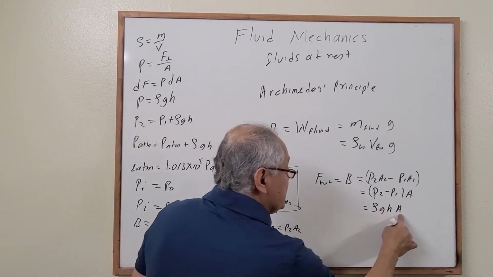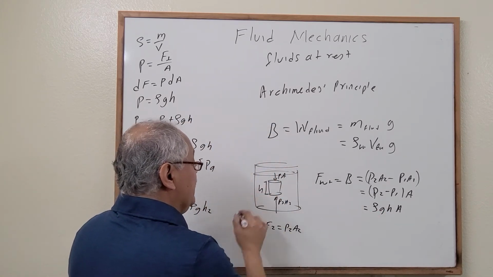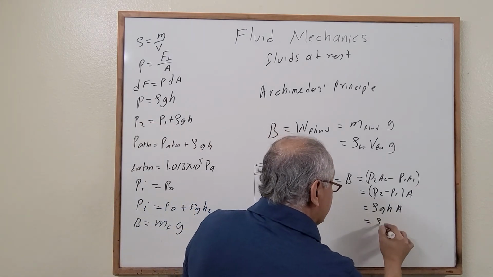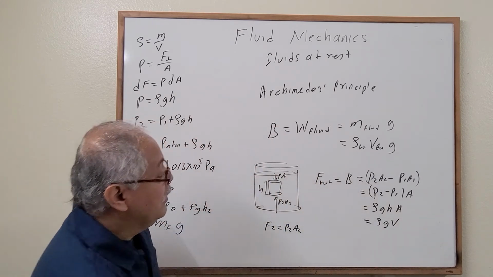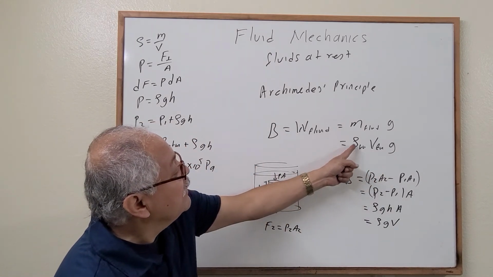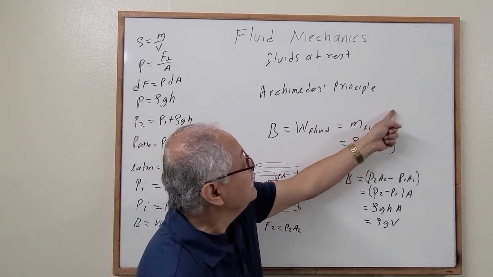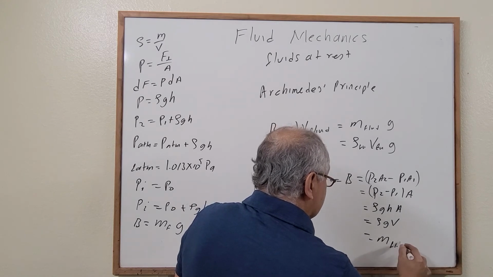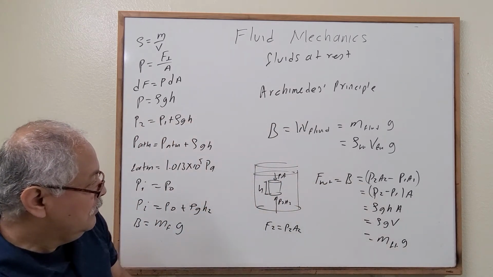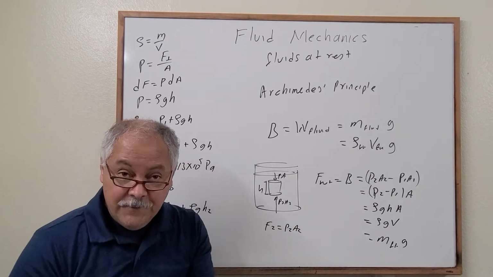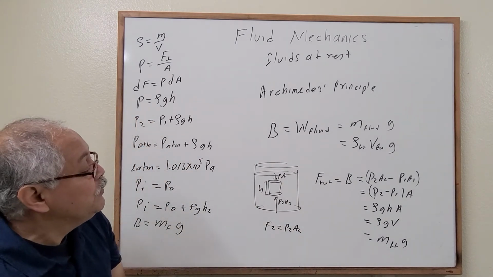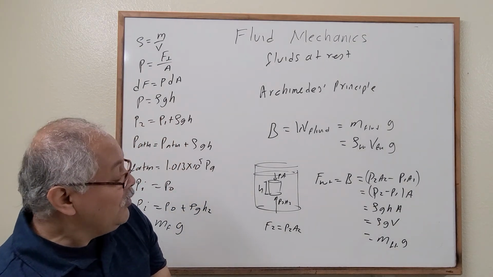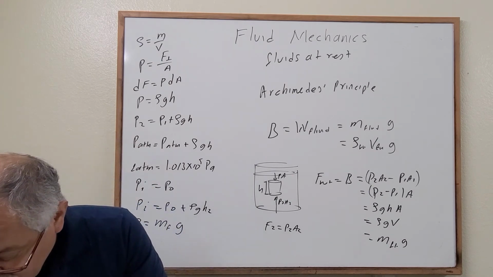But what is h times area? H times area, this is h one more time, it's just the volume. Okay, so this is equal to density g times volume. But density g times volume is just what? It's the weight of the fluid displaced, correct? And this equals m of the fluid times g, right? Which is again the Archimedes' principle, right? Perfect.